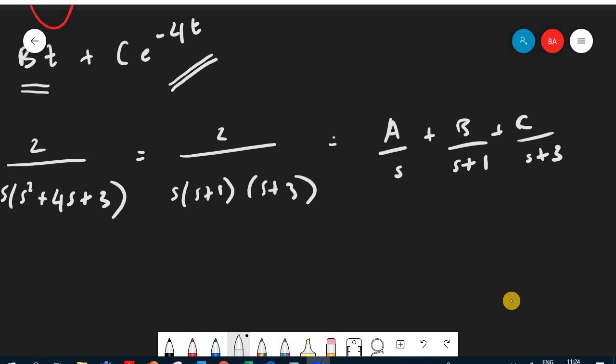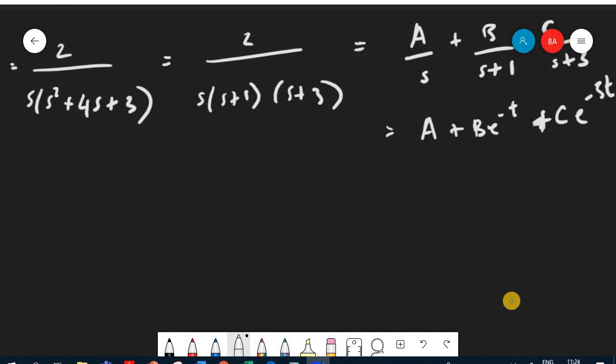The answer will be A plus B e to the power minus t plus C e to the power minus 3t. In this case, it looks like it is stable, even though when finding the poles, one of them is equal to 0, one is equal to minus 1, and one is minus 3. And actually this s is equal to 0.